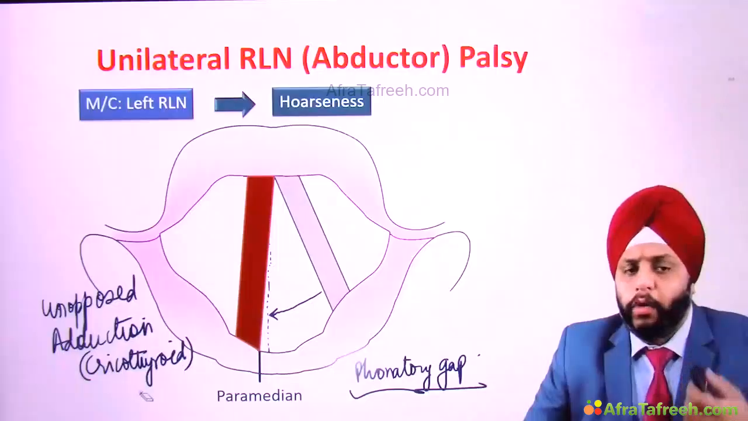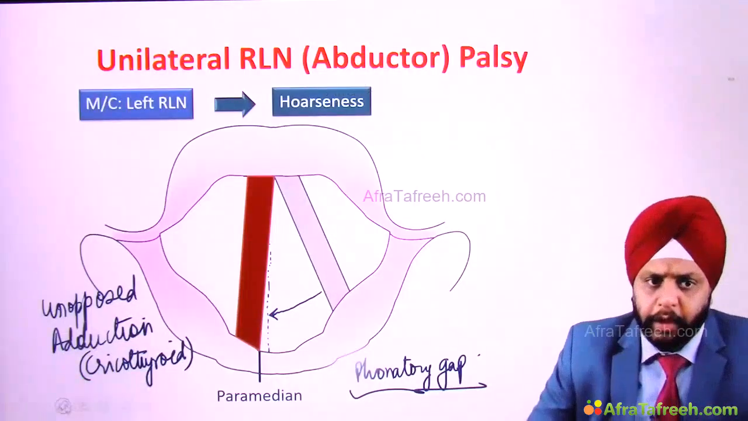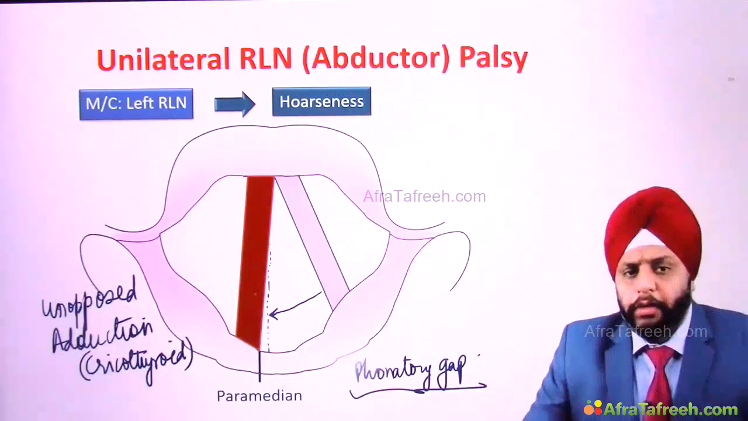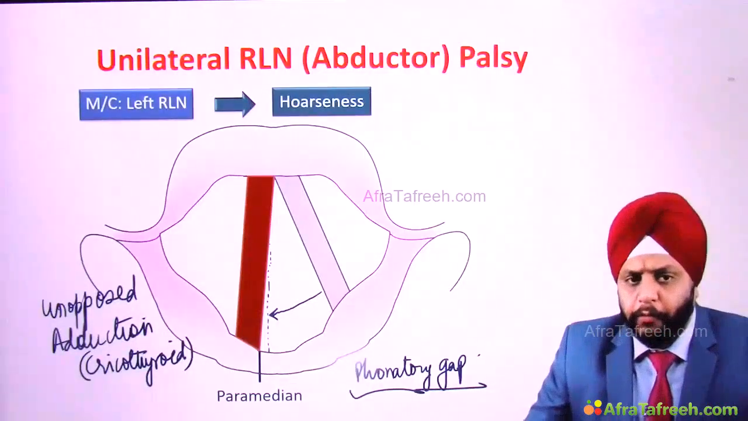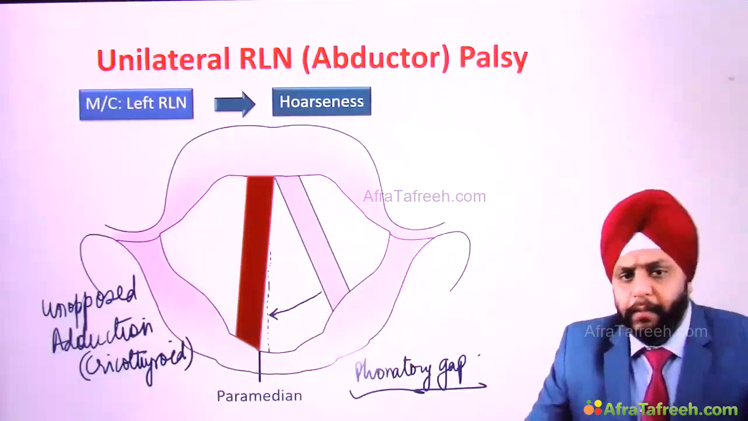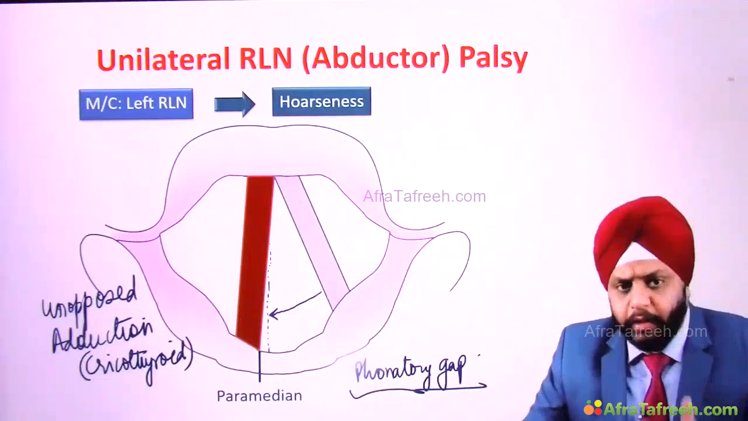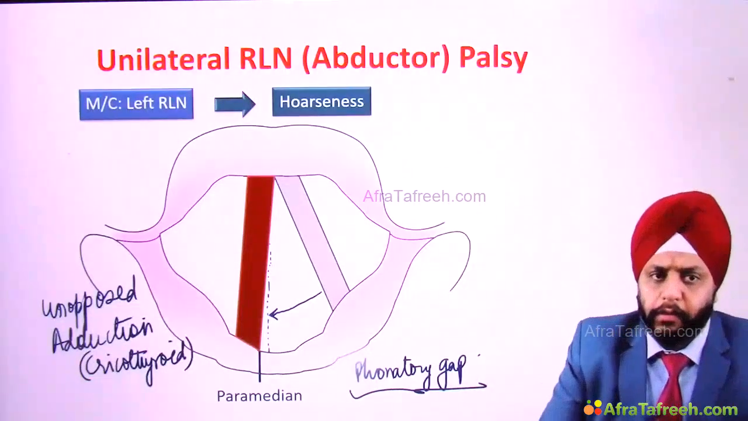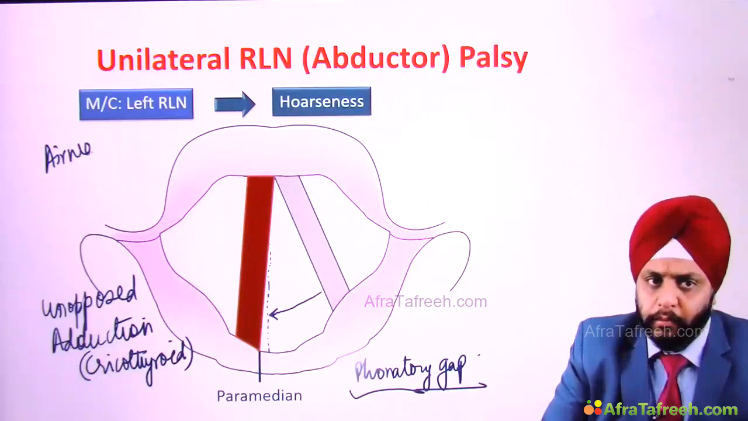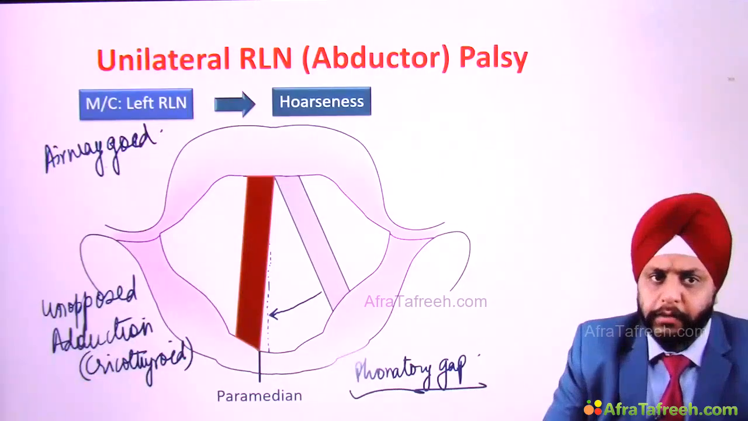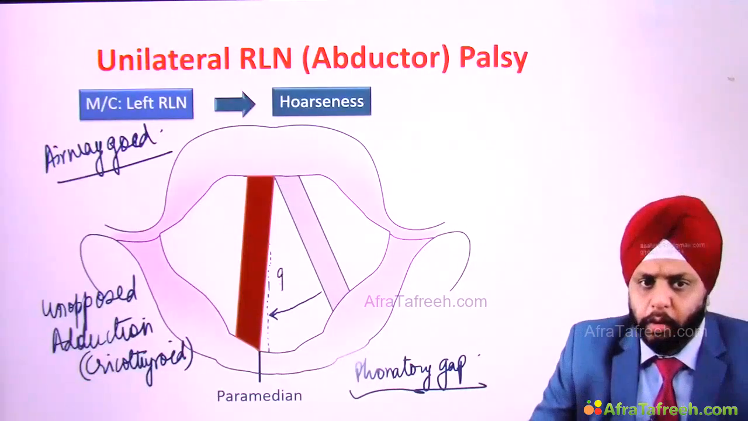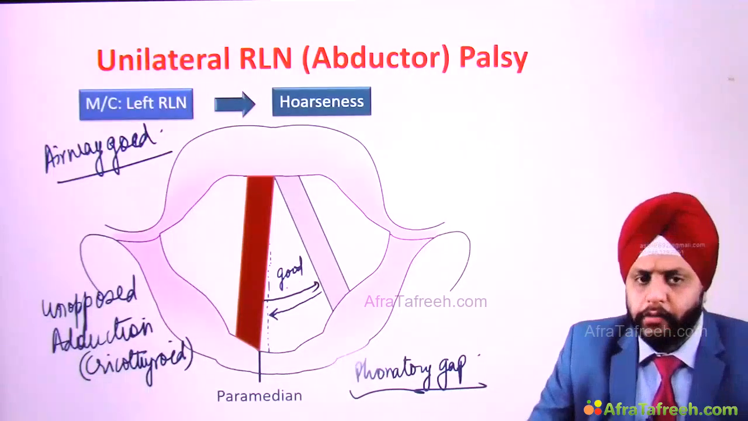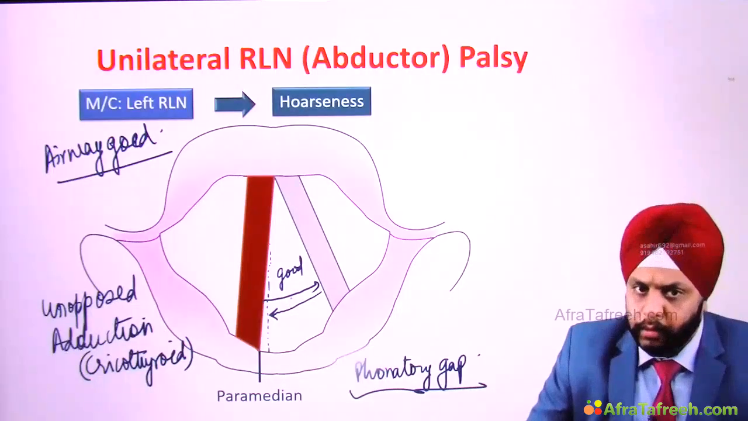Now what will happen because of this? You see, because of this arrangement of the vocal folds, one is moving and coming to the midline, and the other is fixed in the paramedian position. Now you see the patient's airway is good. The patient is able to breathe nicely. You can see there is a good airway over here. There is no problem in the airway.